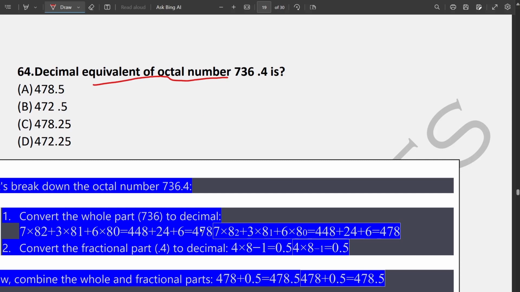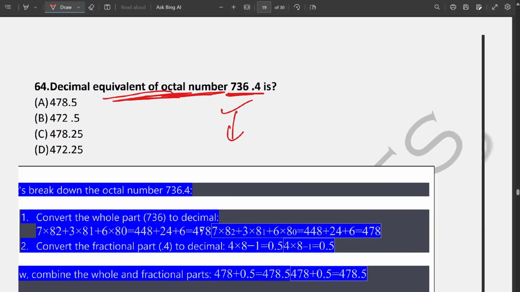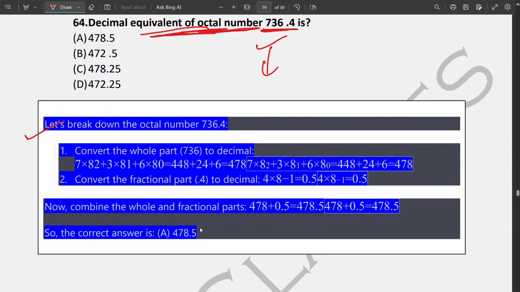Next, the decimal equivalent of the octal number. This is our octal number and we have to convert it into decimal. Let's break down the octal number 736.4. Convert the 736 into decimal, the answer will be 478, and then the fractional part 0.4 to decimal, the answer will be 0.5. After adding, you get 478.5. The answer, option number C, is correct.